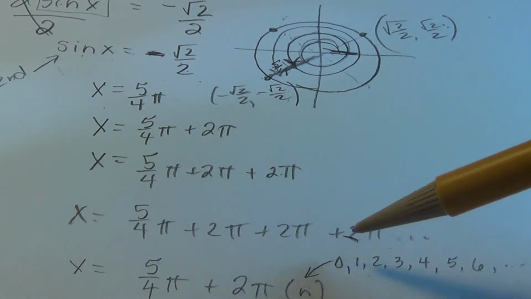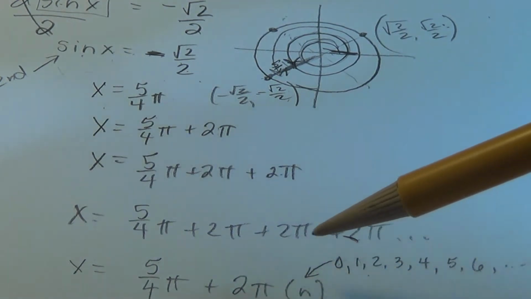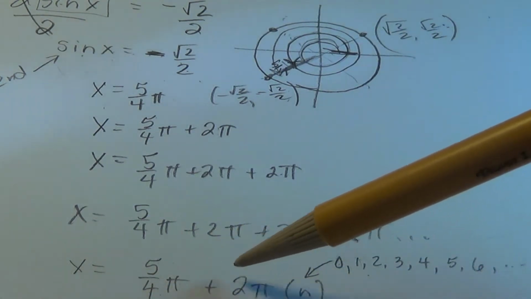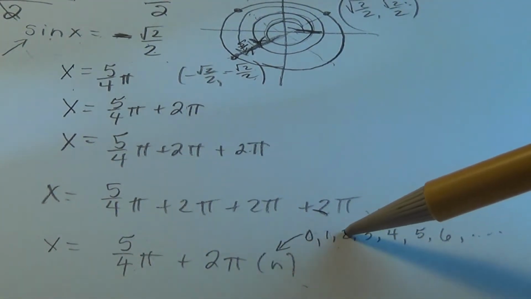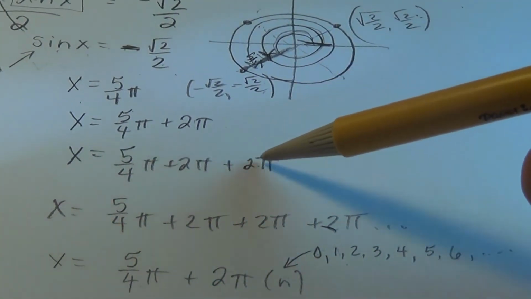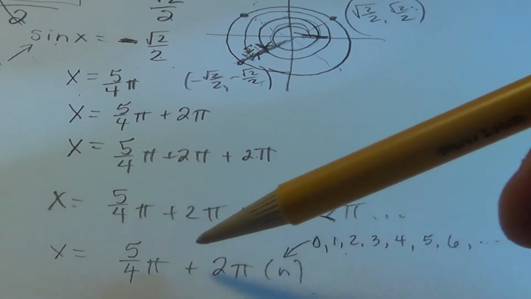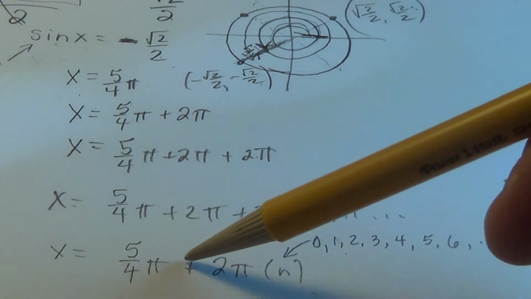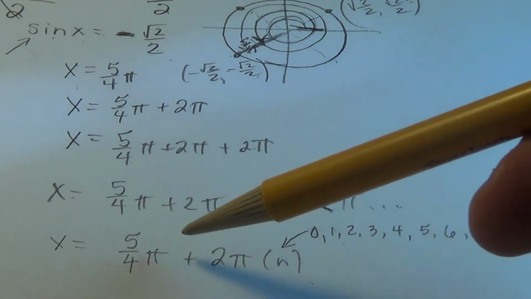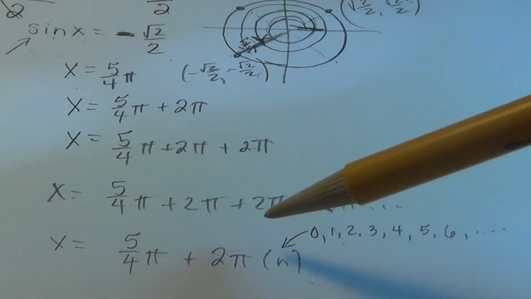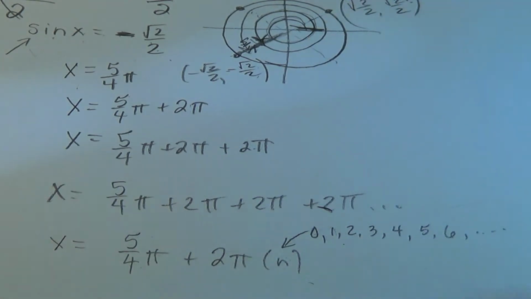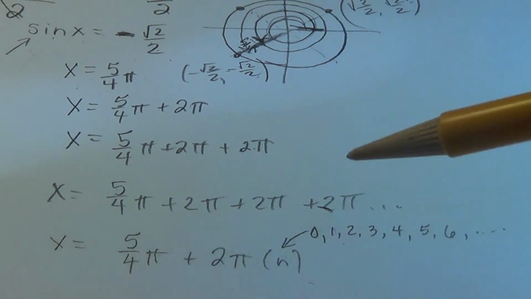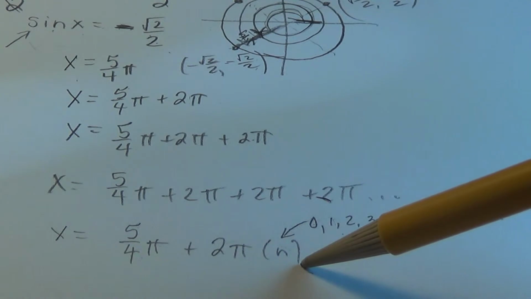And then if n goes up to 1, then we have 5/4 pi plus 1 of these, and that's this answer. And then when n goes up to 2, we get this answer, and so on. So this indicates to the reader that we are going to get all of those iterations, those revolutions around and around and around 2 pi by this notation.